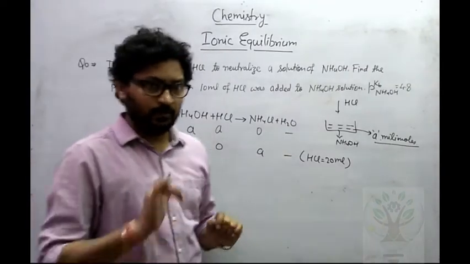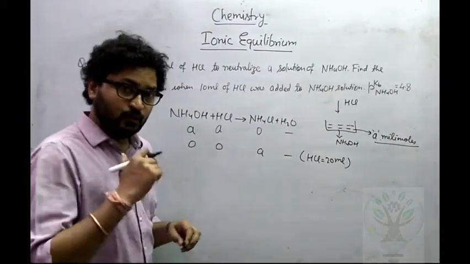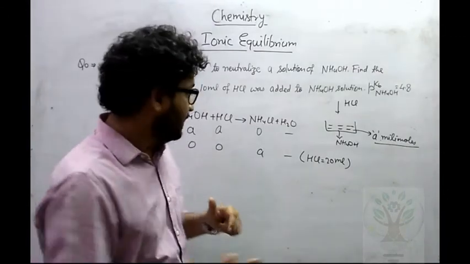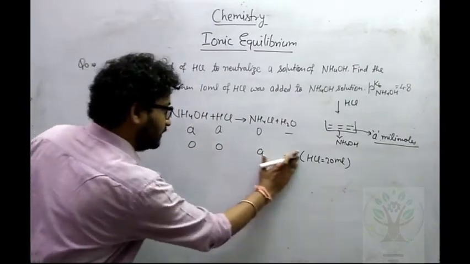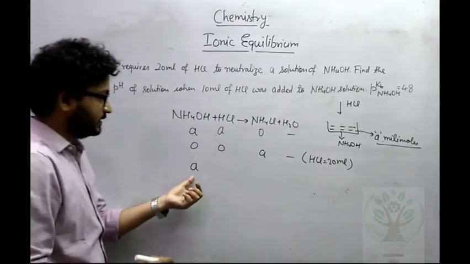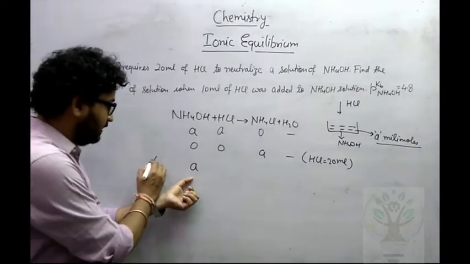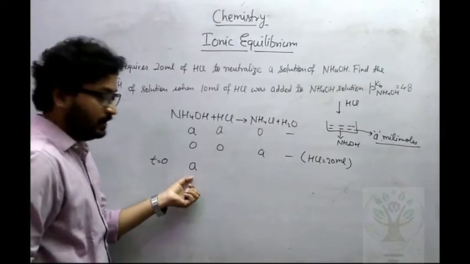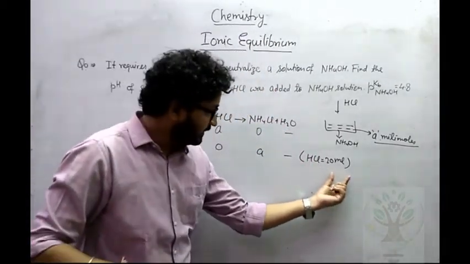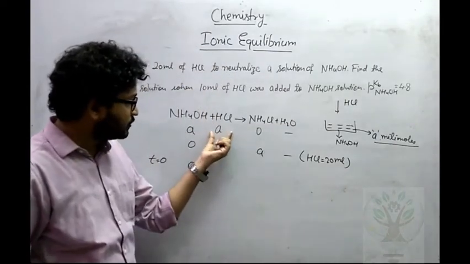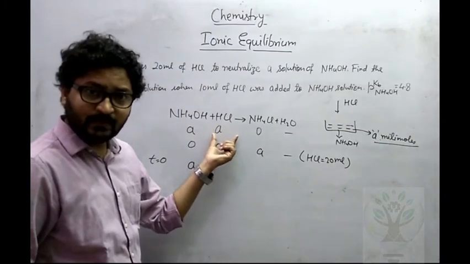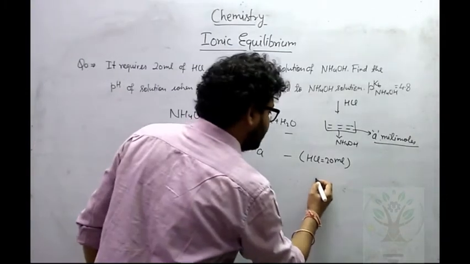When you add 20 ml, all the millimoles of NH4OH are neutralized. Good. But what have you done? You have added just how much volume of HCl? Just 10 ml. Means you did not do this thing, you did something else. See, let's say in the beginning you have A millimoles of NH4OH. Now you added just 10 ml of HCl. If you add 20 ml of HCl, you will add A millimoles of HCl. Now you are adding just 10 ml of it.